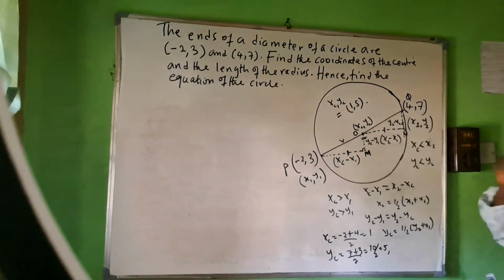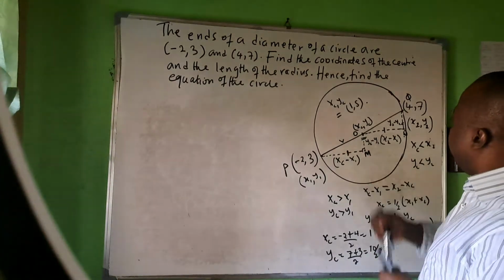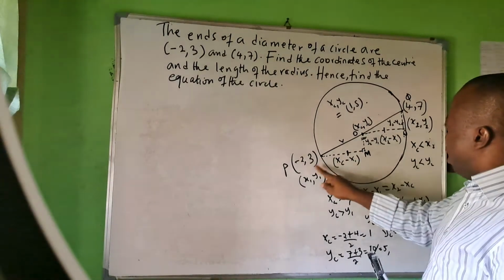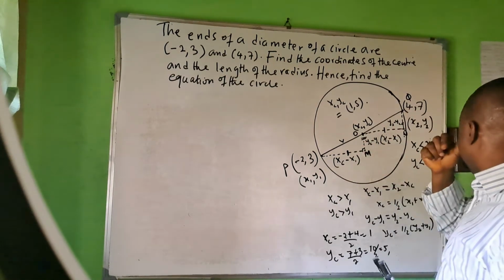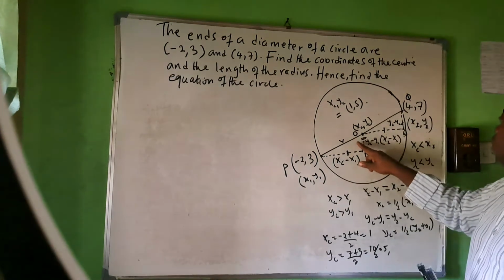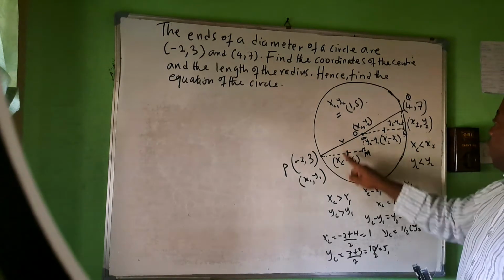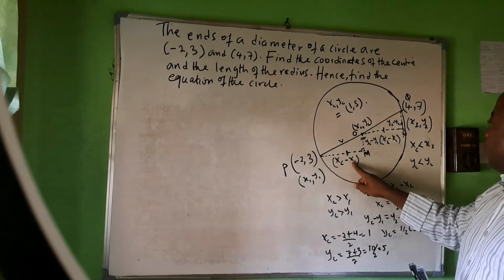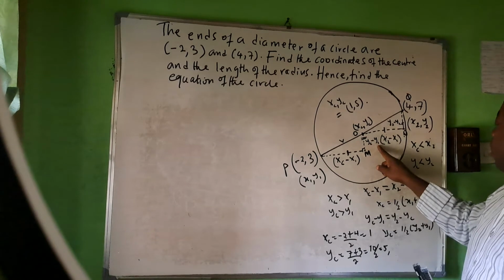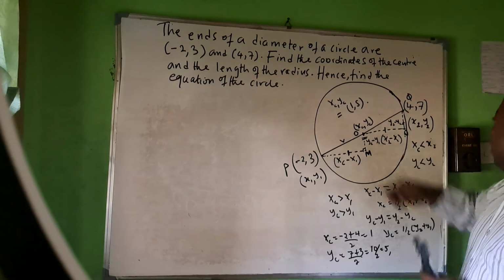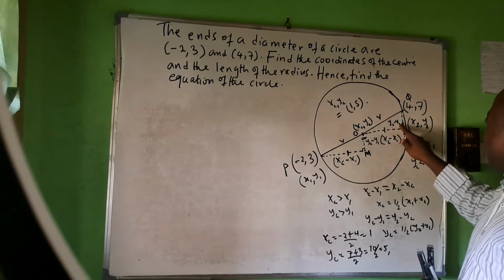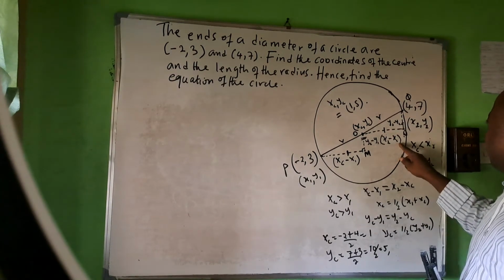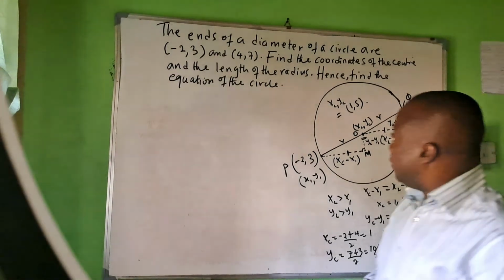Now, we look at these two small triangles, POM and OQN. Using Pythagoras theorem, it is the same. R squared equals XC minus X1 squared plus YC minus Y1 squared. Or, this is also R squared equals Y2 minus YC squared plus X2 minus XC squared.